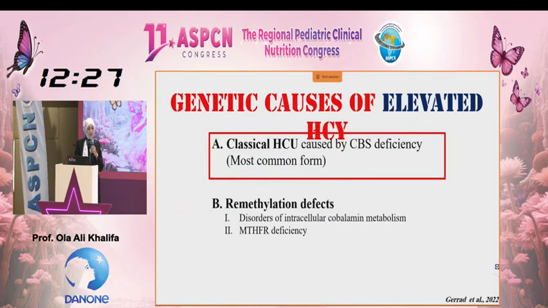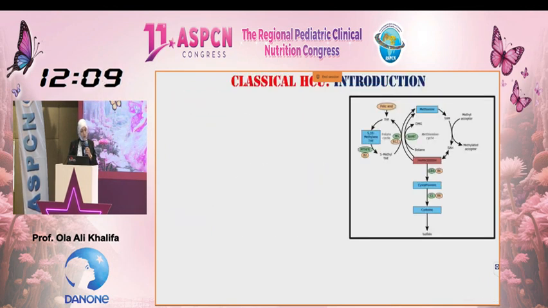Genetic causes of homocystinuria can be attributed to classical homocystinuria caused by cystathionine beta synthase deficiency, which is the most common form, and also other genetic causes like remethylation defects. I'll focus today only on classical homocystinuria. As I showed in the previous slides, here we can see for classical homocystinuria, there will be a defect in cystathionine beta synthase.